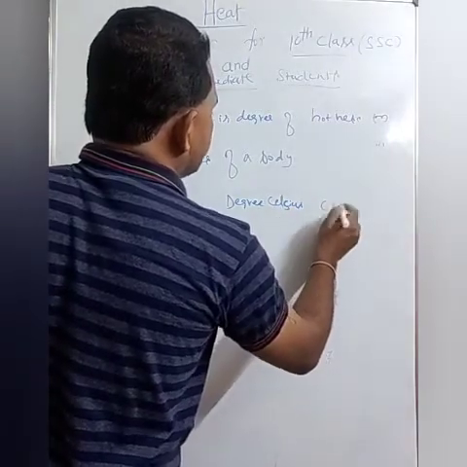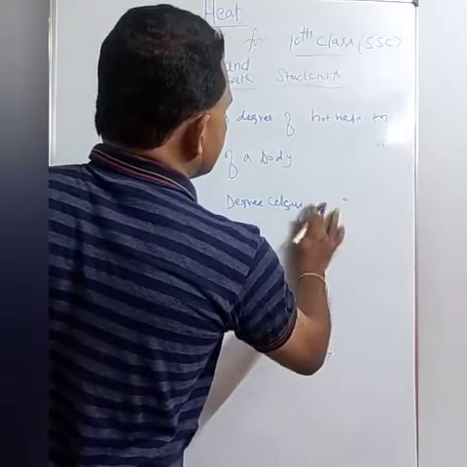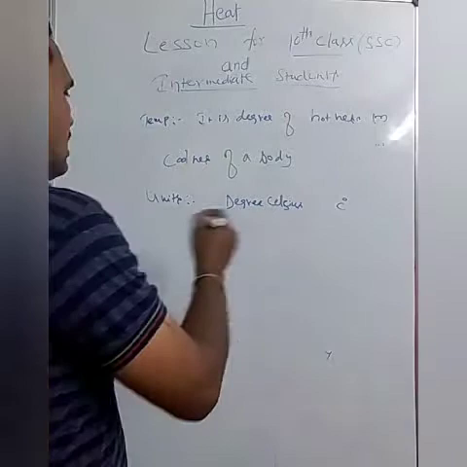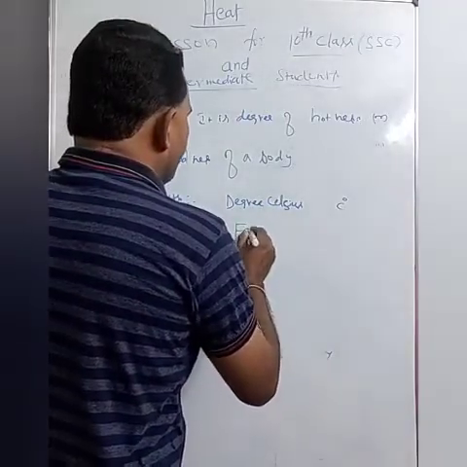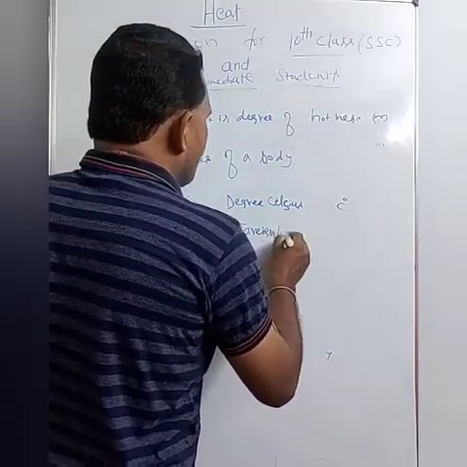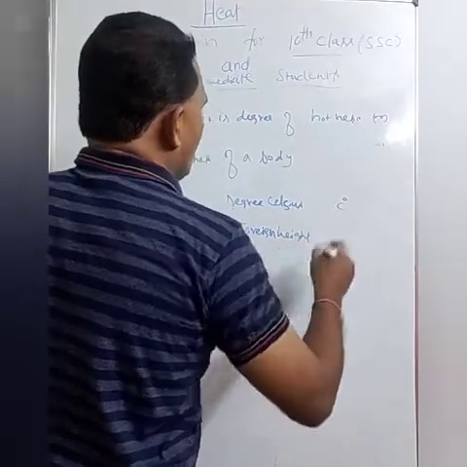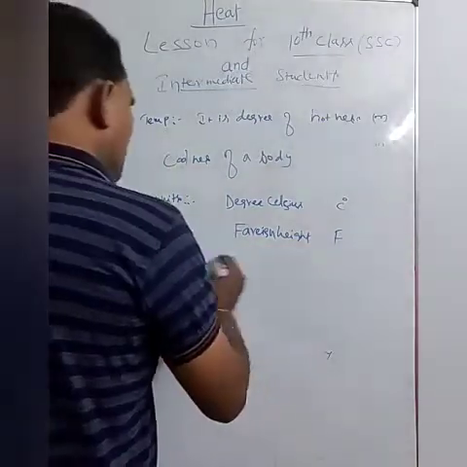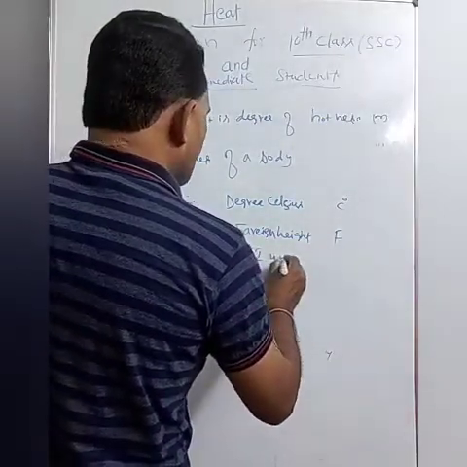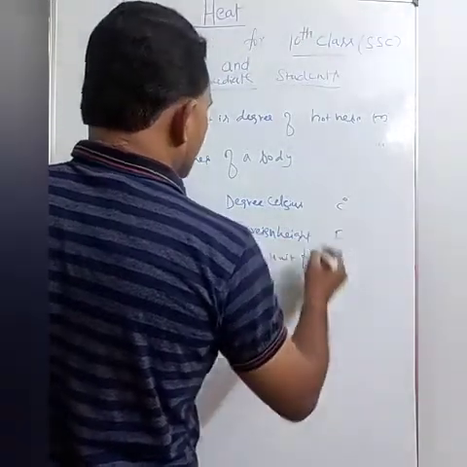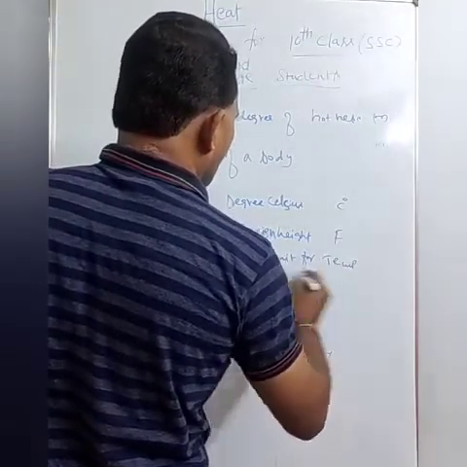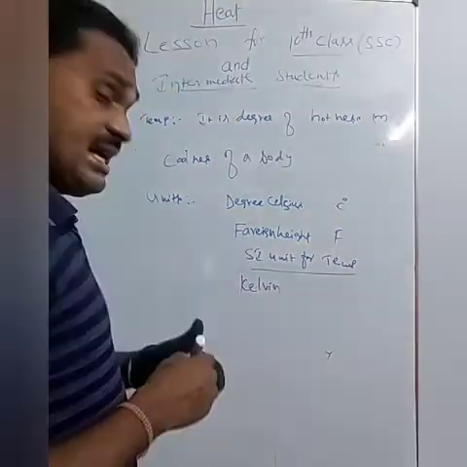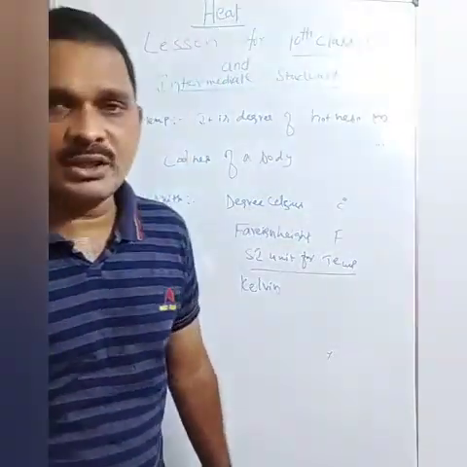We can represent it like this: degree Celsius, C power 0 Celsius. Okay, degree Celsius. Another one is Fahrenheit, which is represented with the F. Next one is the SI unit. The SI unit for temperature, we already know that, is Kelvin.